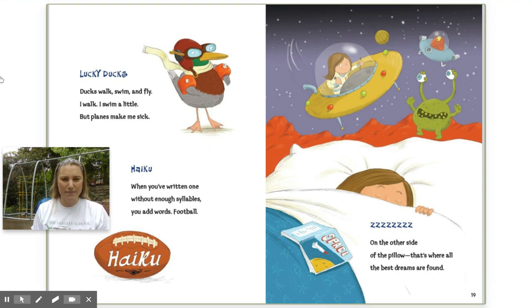Lucky ducks. Ducks walk, swim, and fly. I walk, I swim a little, but planes make me sick. Haiku. When you've written one without enough syllables, you add words. Football. Zzz. On the other side of the pillow, that's where all the best dreams are found.